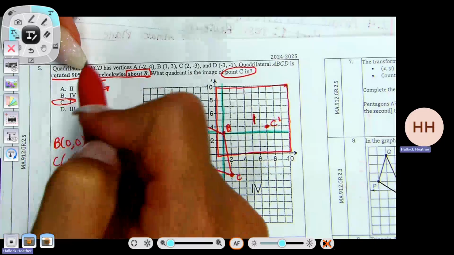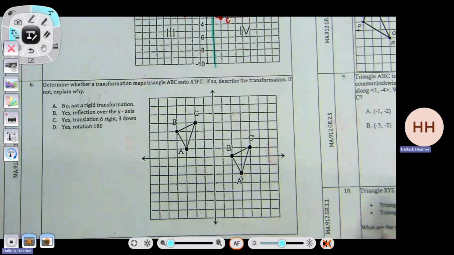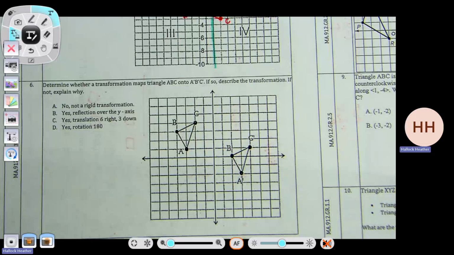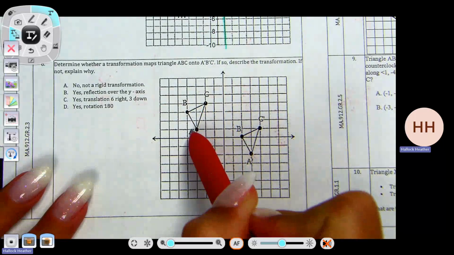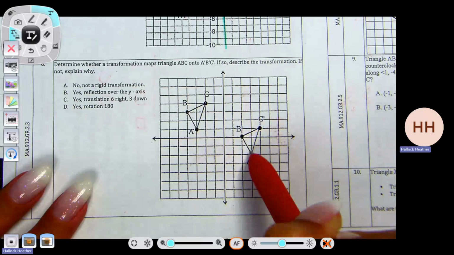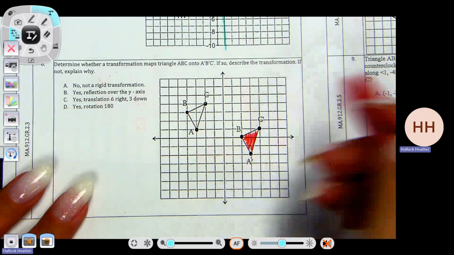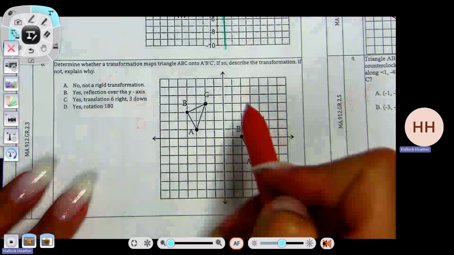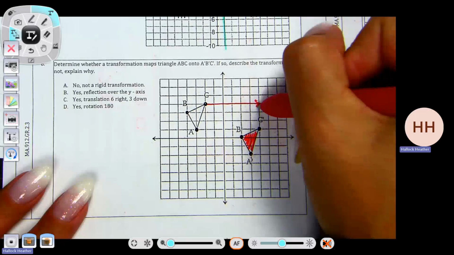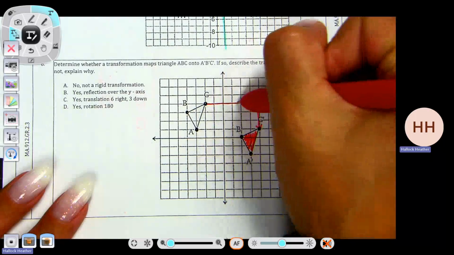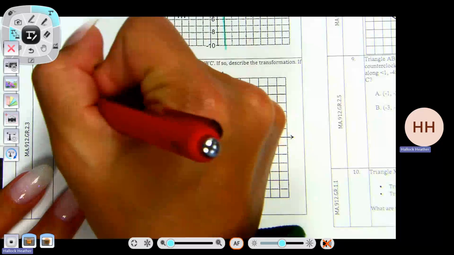For number 6, it gives you the image and the pre-image. The pre-image does not have the little dashes. So this is where I'm starting, and I'm going to the prime, A prime, B prime, C prime. So this is where I'm going. If I look at one coordinate, I'm going to the right and I'm going down. So 1, 2, 3, 4, 5, 6 to the right, down 1, 2, 3. So 6 right, down 3.